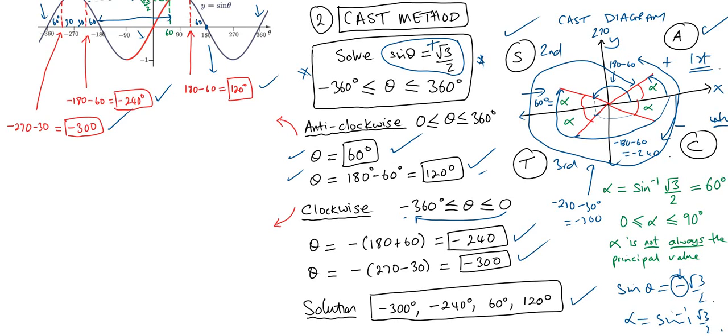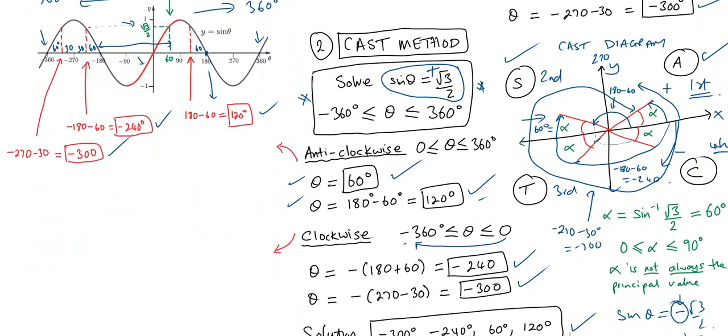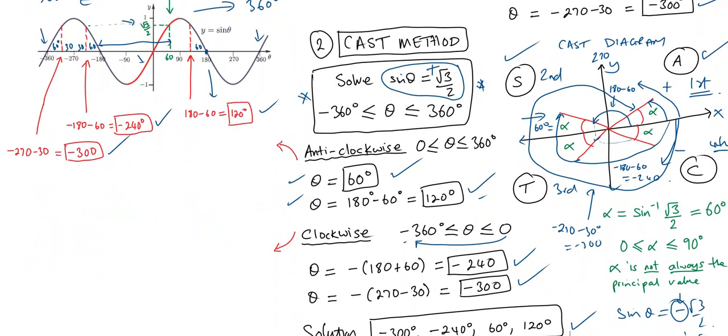So we found both sets of solutions using the CAST method, and we got the same solutions using the graph method. We have the same set of solutions. Now it's up to you to decide which is the best method. Some people find the CAST method a little bit confusing. You're the judge of that. I actually prefer the CAST method because it's quicker when we get the harder questions.